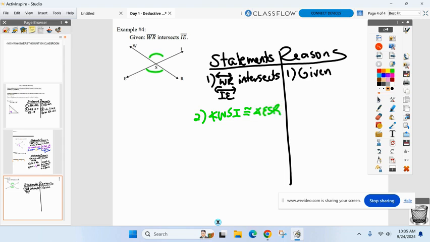Is everyone all right? Can I throw the other pair of vertical angles in there too? Yeah, and I want to show you, anytime you have the same reason, you can put multiple statements together as long as they both have the same reason. Okay? So angle WSE is congruent to angle ISR.